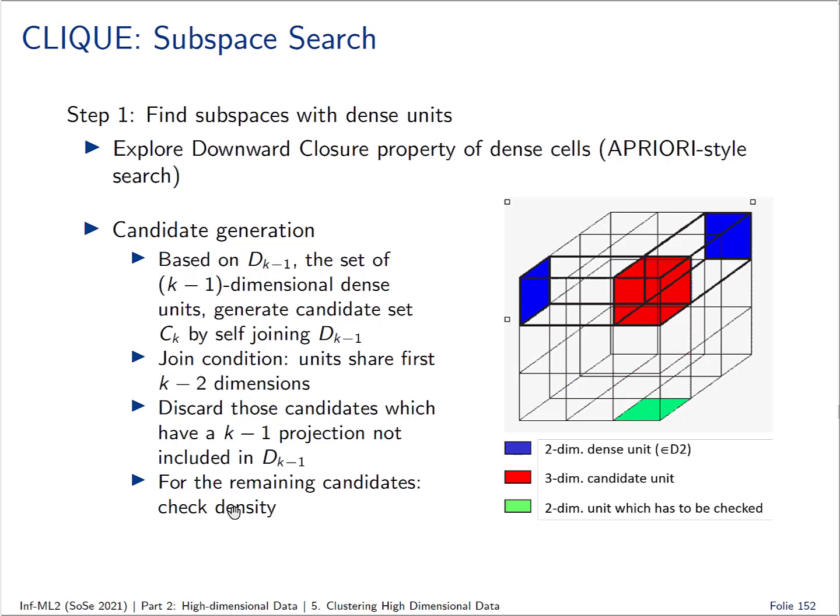So that is the candidate generation, which is pretty much the same as in the a priori frequent item set mining problem. If you recall, we have the item sets with k minus 1 items which are frequent, and we join them with the same join condition. They need to have the first k minus 2 items in common, and then we join them to form the candidates of length k. And that's the same here basically.